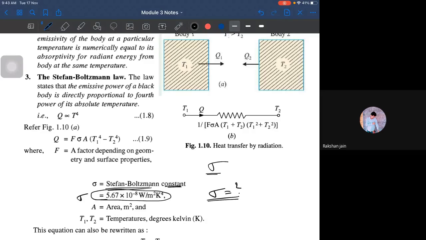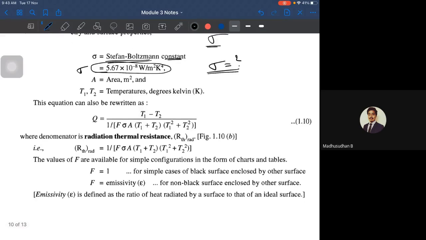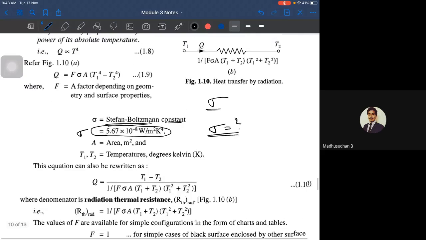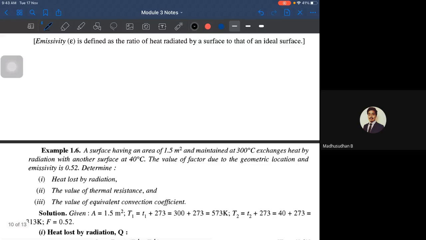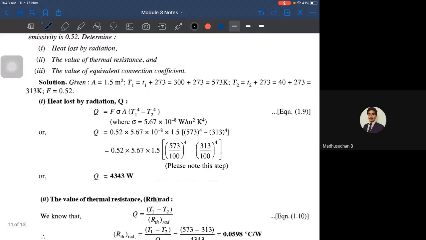5.67 into 10 to the power minus 8 watts per meter square per Kelvin to the power of 4. Okay, good. Reza, what is the Stefan Boltzmann's constant? 5.67 into 10 raised to minus 8 watt per meter square K raised to 4. That's great. Okay, so remember these two values. That's more than enough in order to solve the problems.